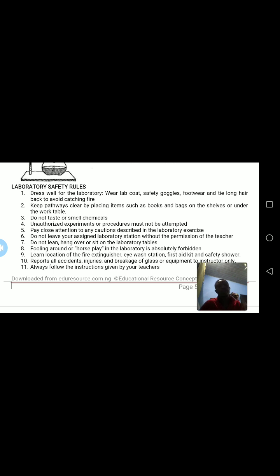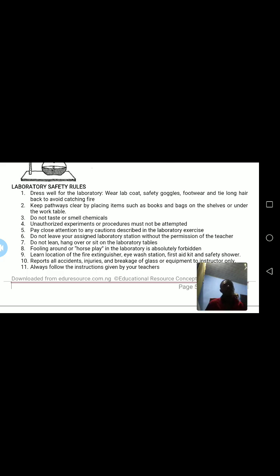Number two is keep pathways clear by placing items such as books and bags on the shelves or under the tables. Books can actually catch fire, yes, because of how light the papers are. So while working in the lab, you shouldn't place books side by side with your experiment, except when you need it to read. The books should be kept far from solutions that can cause fire.